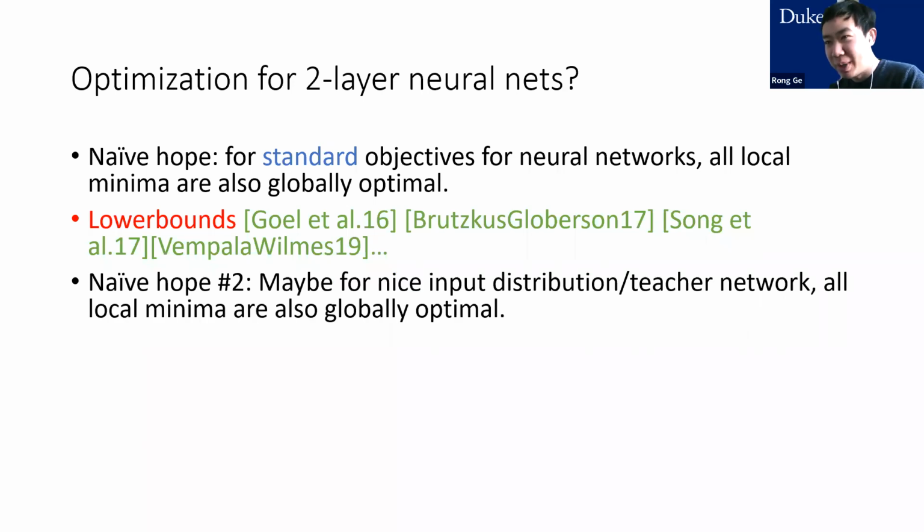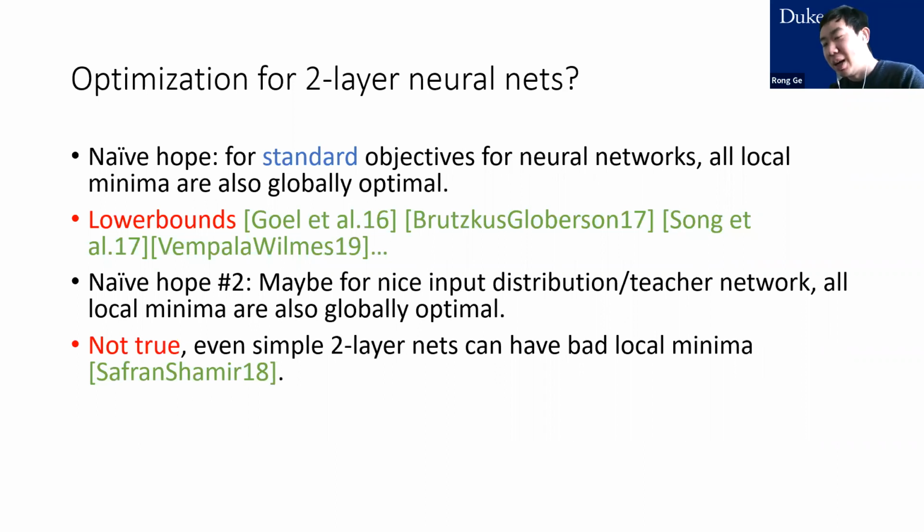But I still had this hope, because many of these lower bounds that existed at the time were making some unnatural restrictions on the input distribution or on the weights of the ground truth teacher network. So my naive hope number two was maybe for some nice input distribution and teacher network, we can prove that all local minima are also globally optimal. However, that's also not true, even for very simple two-layer neural networks with orthogonal weights, which is perhaps the simplest model that we can think about.